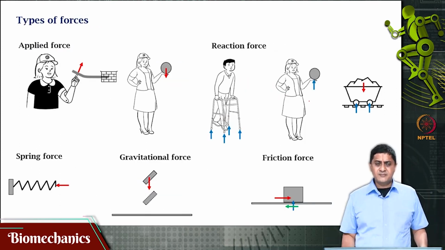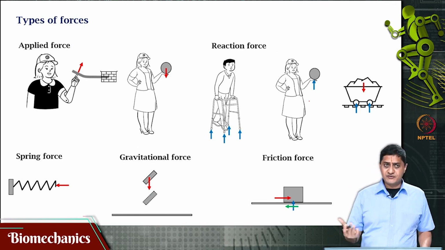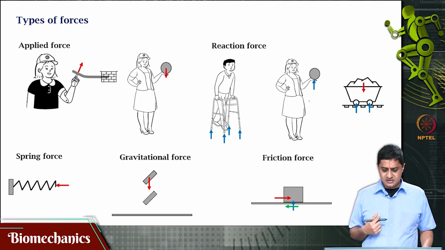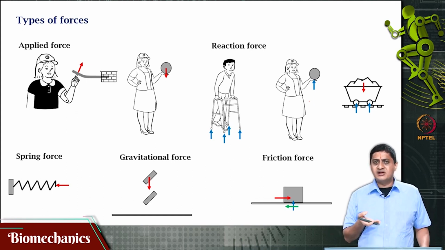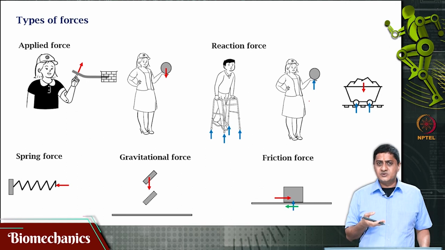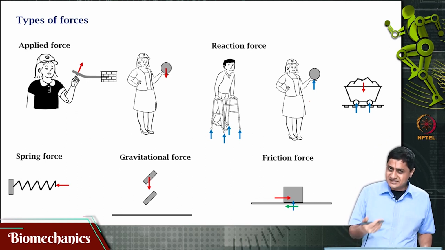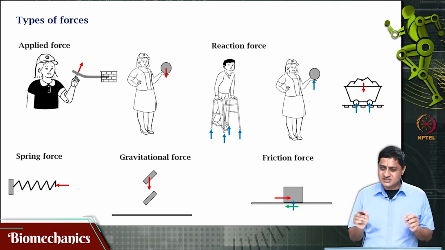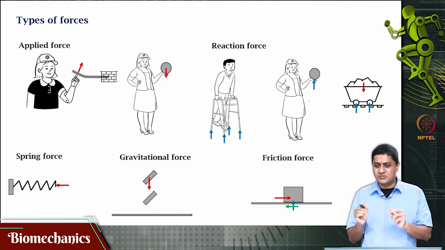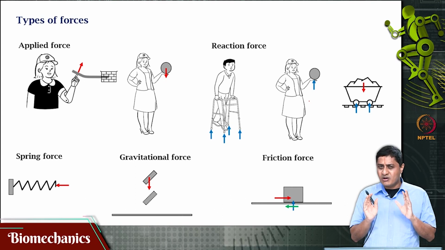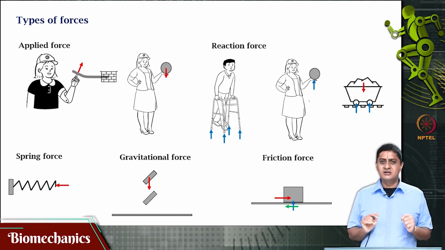Types of forces: you apply a force on an object or a body, this is the applied force. Then you stand and the ground is applying a force on you, which is why you are standing still. You are almost always never standing still, you are always fidgeting. There is a little bit of oscillation that you are making as you are standing. It is a small movement that you are making.